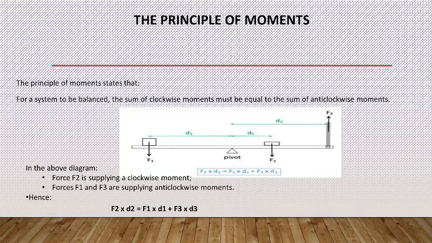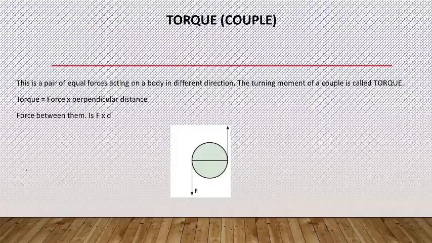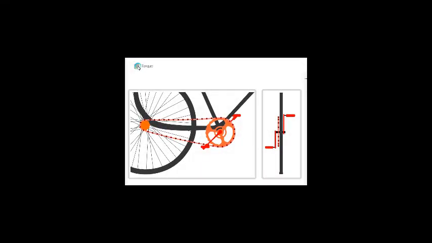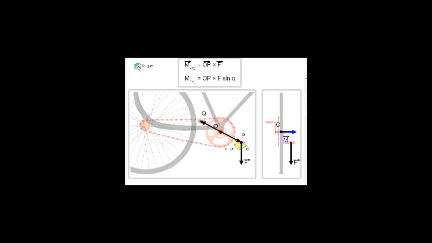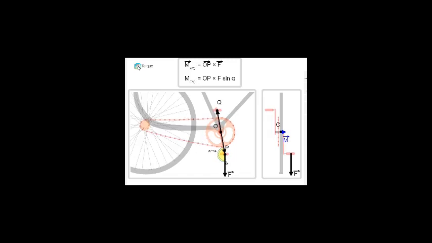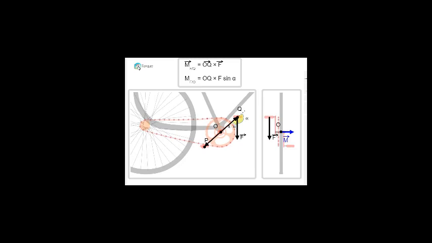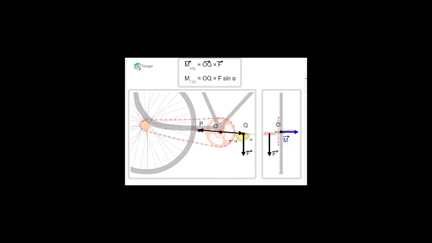Torque or couple. This is a pair of equal forces acting on a body in different directions. The turning effect of a couple is called torque. Torque equals force times perpendicular distance between them, that is F times D. From the video clip, you can see that torque, as it is defined as the turning force, tends to cause rotation, and here the torque of the couple equals OP times F, where OP and OQ are the radii.